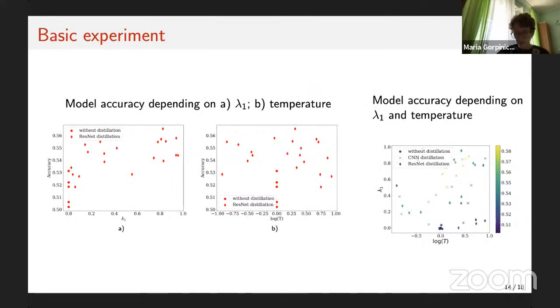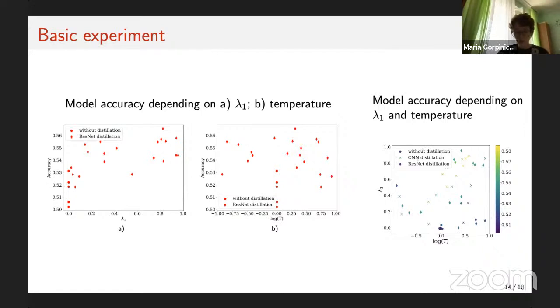We compared the student model performance without distillation after 5 restarts and with the distillation over SNET and CNN after 20 restarts. The value of lambda1 ranges from 0 to 1, and the temperature ranges from 0.1 to 10. The first figure plots model accuracy depending on the value of lambda1. Different dots denote the accuracy of the model without distillation and with distillation over SNET. As we can see from the plot, the accuracy is lower when lambda1 is equal to 0.